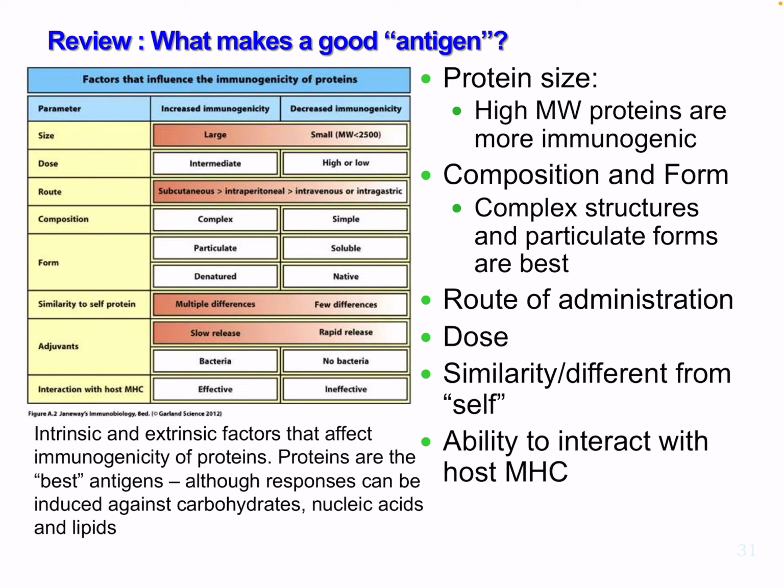So again, what makes a good antigen? A good antigen has a protein size with high molecular weight proteins, which are more immunogenic. Their complex structures and particulate forms are better. What is the route of administration? The dose. What is the similarity or difference from ourselves? And the ability to interact with host MHC. So again, we have intrinsic and extrinsic factors that affect the immunogenicity of proteins, and proteins are the best antigens, although responses can be induced against carbs, nucleic acids, and lipids.